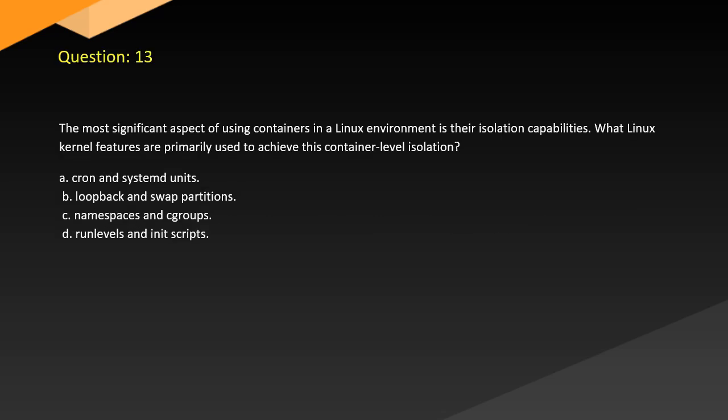Question 13. The most significant aspect of using containers in a Linux environment is their isolation capabilities. What Linux kernel features are primarily used to achieve this container-level isolation? A. Cron and systemd units. B. Loopback and swap partitions. C. Namespaces and cgroups. D. Run levels and init scripts.